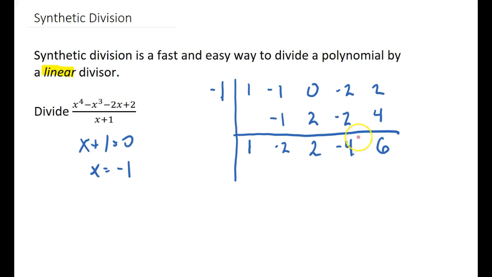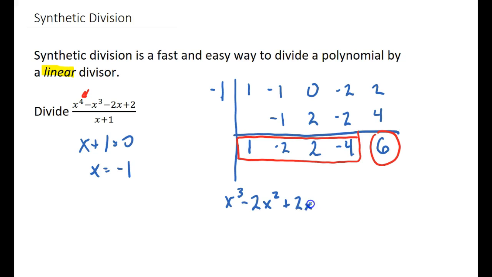Okay, so what do we have here? This is our quotient, the coefficients of our quotient actually, and this is our remainder. Now we started with an x to the 4th, which means our quotient will begin with an x cubed. So here's our answer: 1x cubed minus 2x squared plus 2x minus 4 plus the remainder over x plus 1. All of this equals our original rational polynomial. Not a rational polynomial, our rational expression.